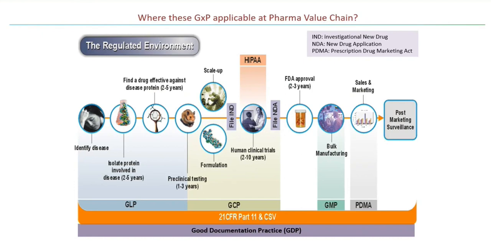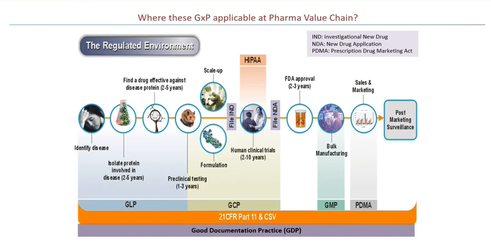Today's session is more about what GxP is. Before we get into that, first of all, we need to understand how exactly a drug is manufactured. Let us take an example, right? We have COVID. How would they have come up with a drug or vaccine to solve this?